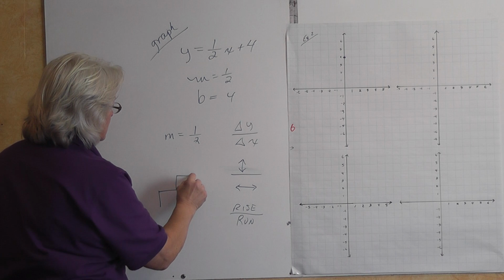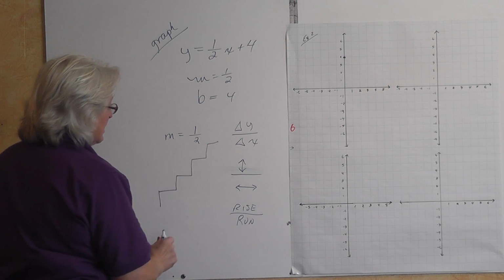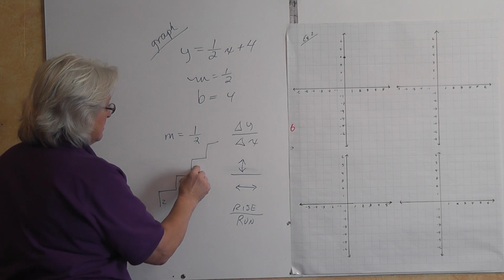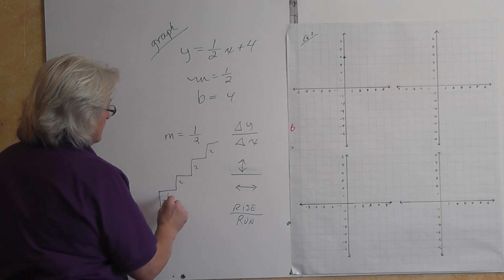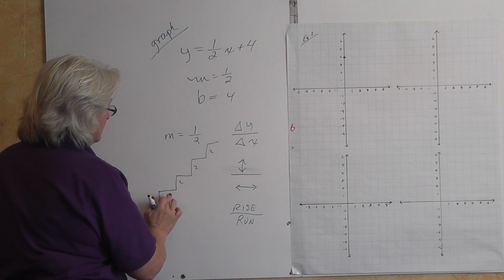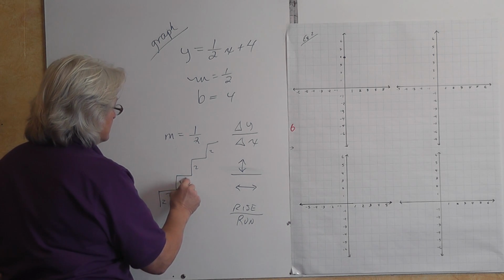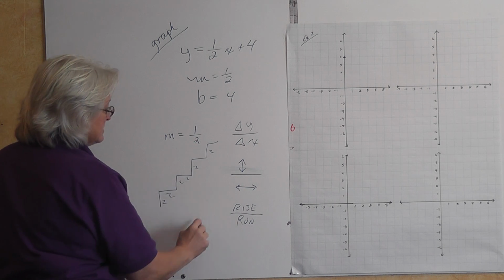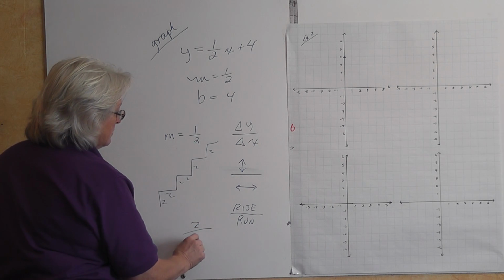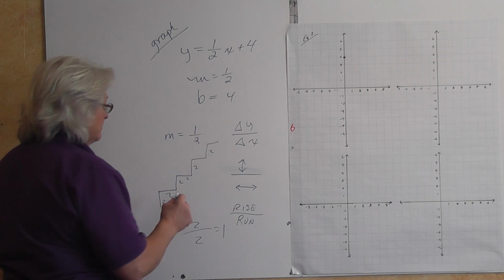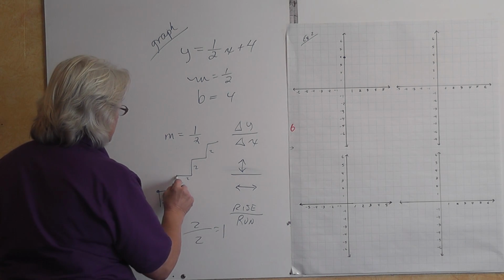Stairs have a rise over run. Let's say that they're going to rise 2 units. They go up 2 units every time they travel 2 units to the right. So the rise is 2, the run is 2. That gives you a slope of 1. You think, well, that doesn't make any sense. Well, sure it does. Look at that.